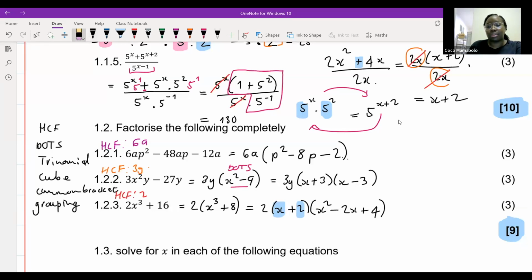I just want to double check with everyone. If you did not get the correct answer, do we know why? Give me a yes or a no in the chat.